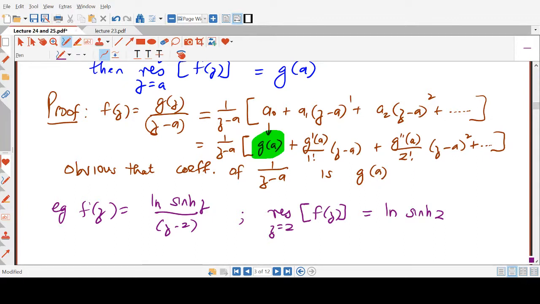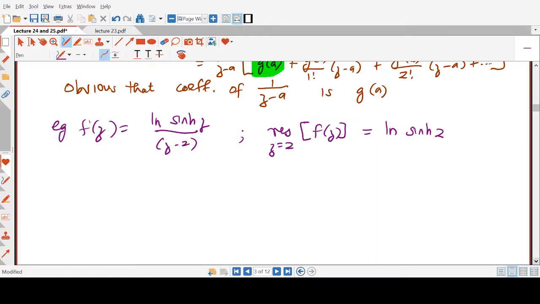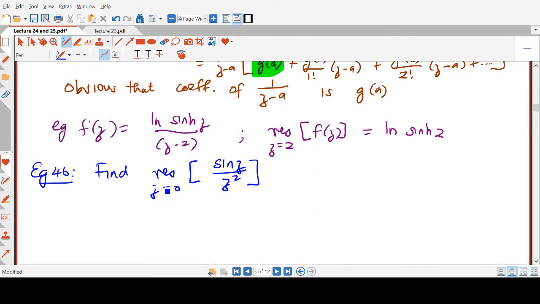Let me deal with example 46 in the book, even though it's from the book itself. But I think you may find it a little tricky to understand, so let me deal with it. Example 46. Find the residue of sine z over z squared at z equals naught.